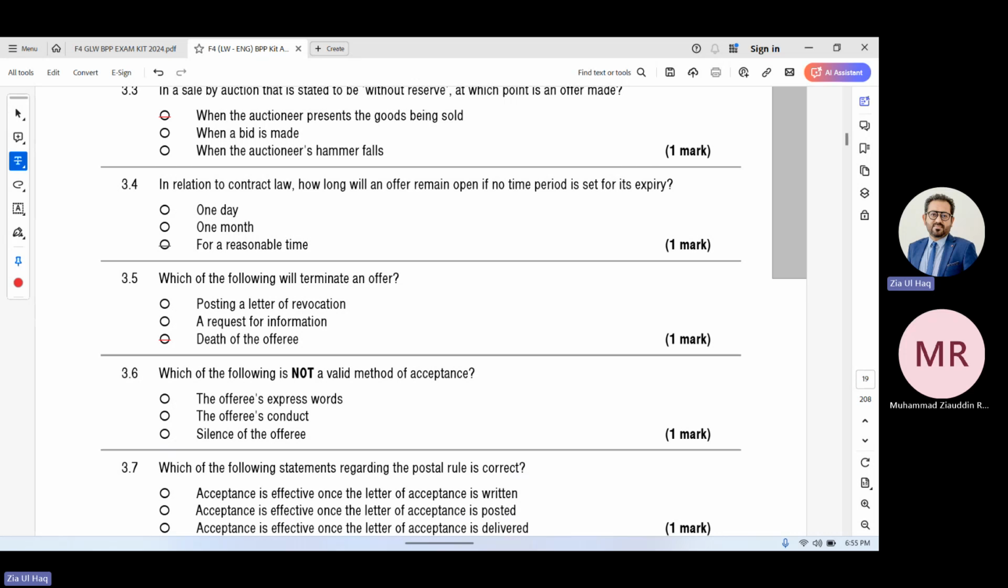3.6, which of the following is not a valid method of acceptance? The offeree's express words are a valid method. Offeror is the one making the offer; offeree is the one accepting the offer. The offeree's conduct, yes. Silence of the offeree is not a valid method of acceptance.